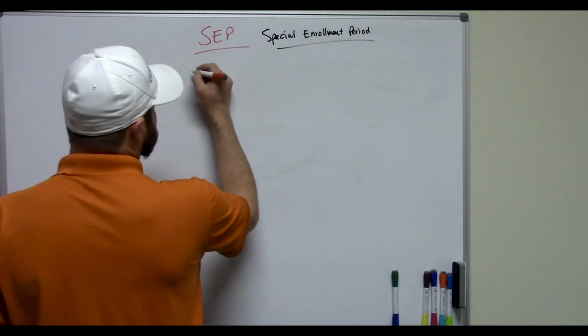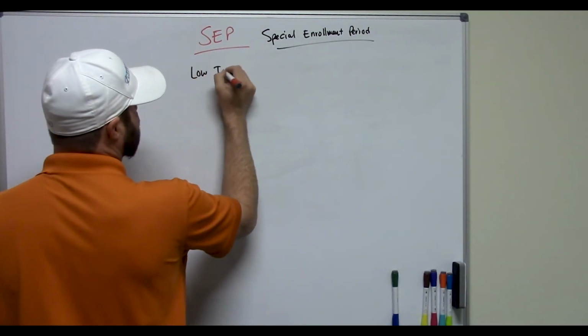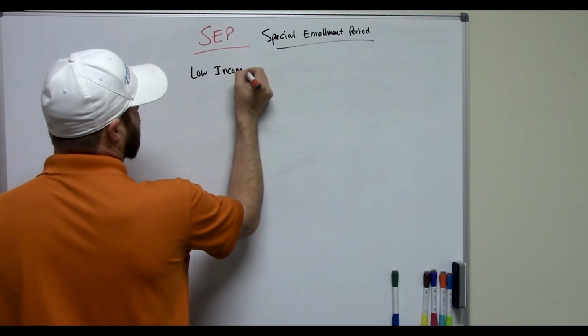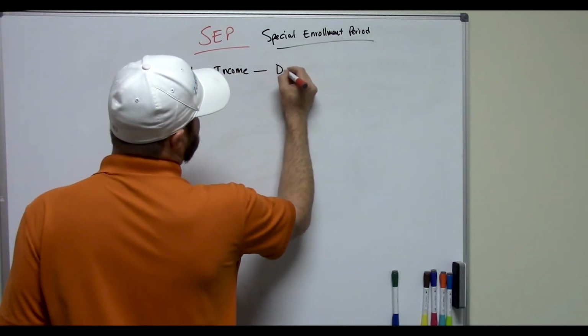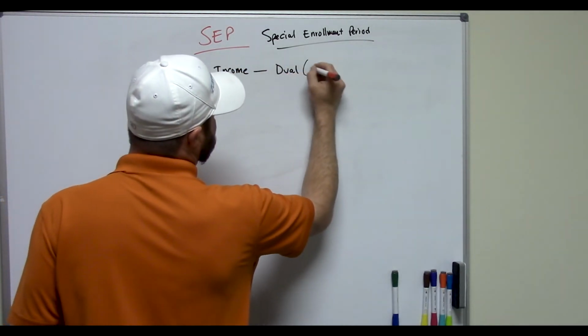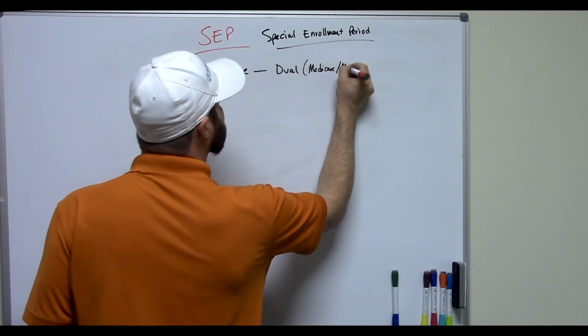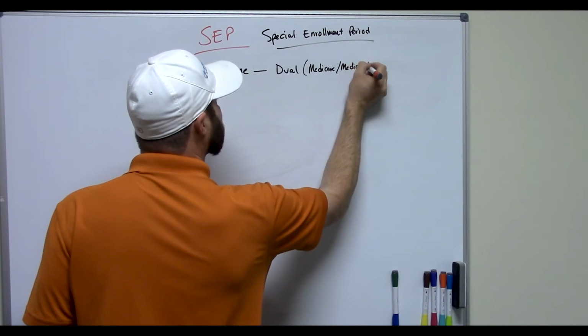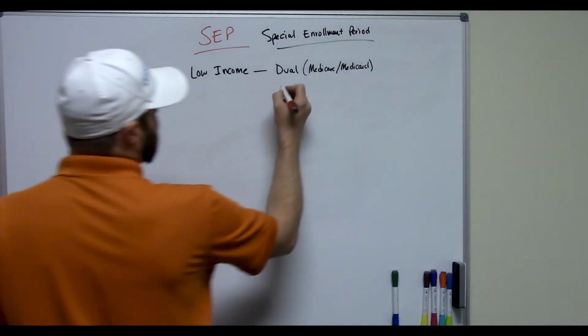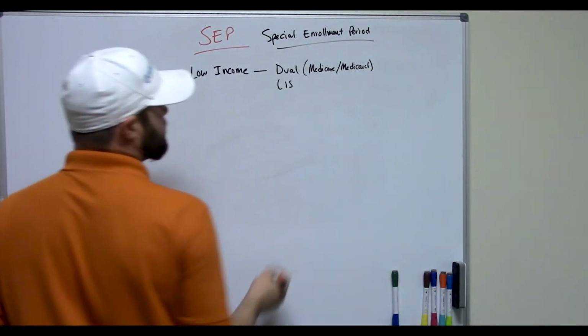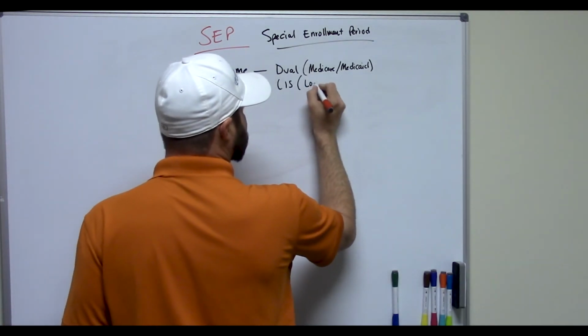The most common ones would be low income. That could either be a dual eligible with Medicare and Medicaid, or it could be someone with an LIS eligibility, which is the Low Income Subsidy Program.